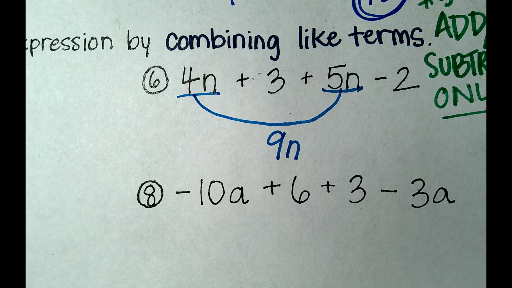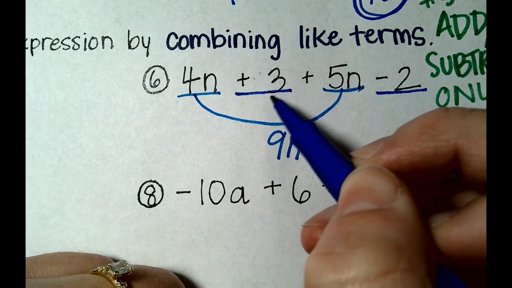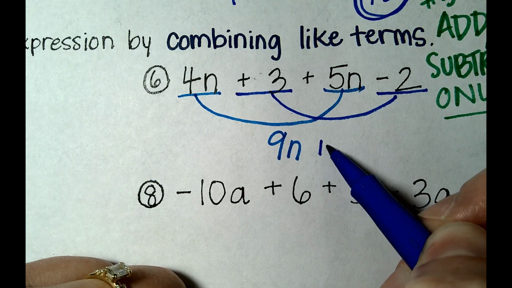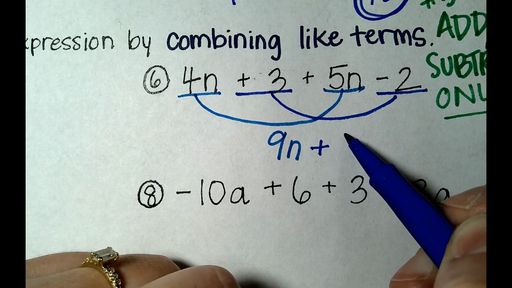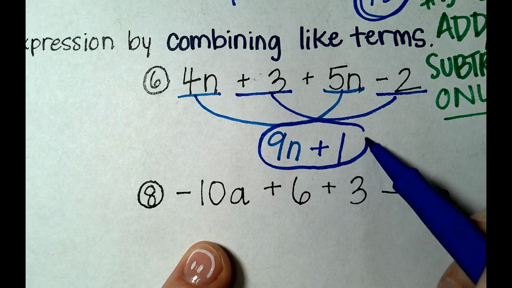But what do I do with the 3 and the minus 2? So 3 minus 2. Yes. Now I just do 3 minus 2, which is 1. Since it's a positive 1, I write plus 1. And that would be your answer.